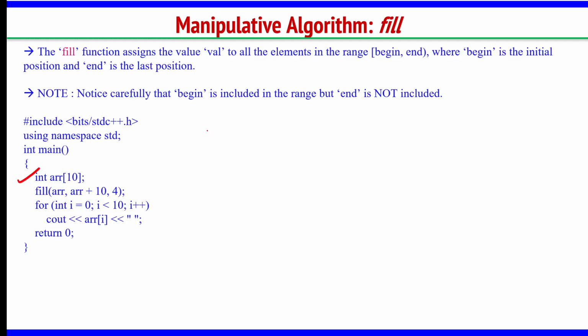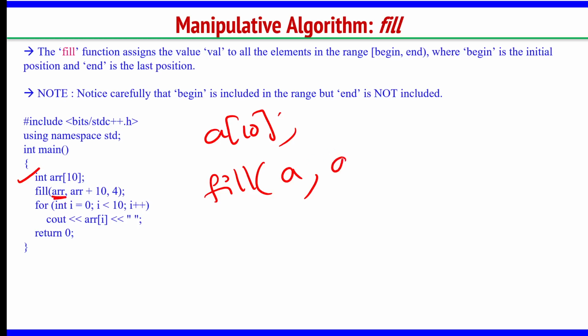I have created an array of size 10. Now, I want to fill this array A of 10 with a default value. What is the syntax of this fill? Fill the starting address A, then how many elements do I want to fill? That is A plus 10. I want to fill 10 elements. With which value? I want to fill all the values with 4. So, this is about the fill function.